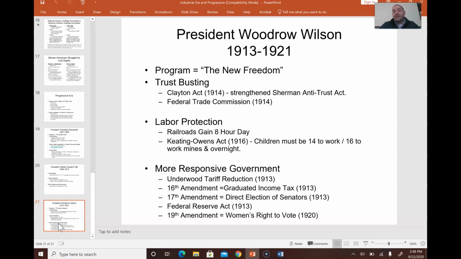You also have the 17th Amendment, which is the direct election of senators. Before this, senators were chosen by the state governments in however a state chose. But now the people in the states elect those senators. Again, making government more responsive to the people. And then obviously you have the 19th Amendment in 1920. For those of you keeping track, the 18th Amendment was prohibition.